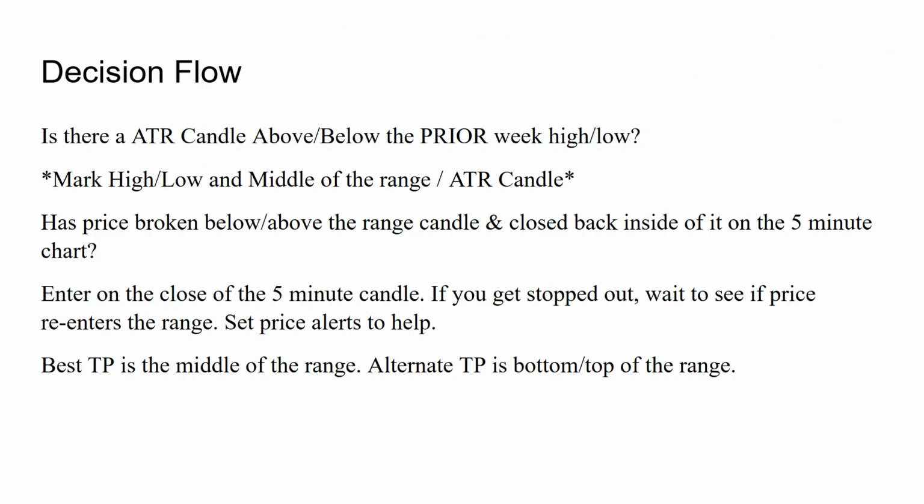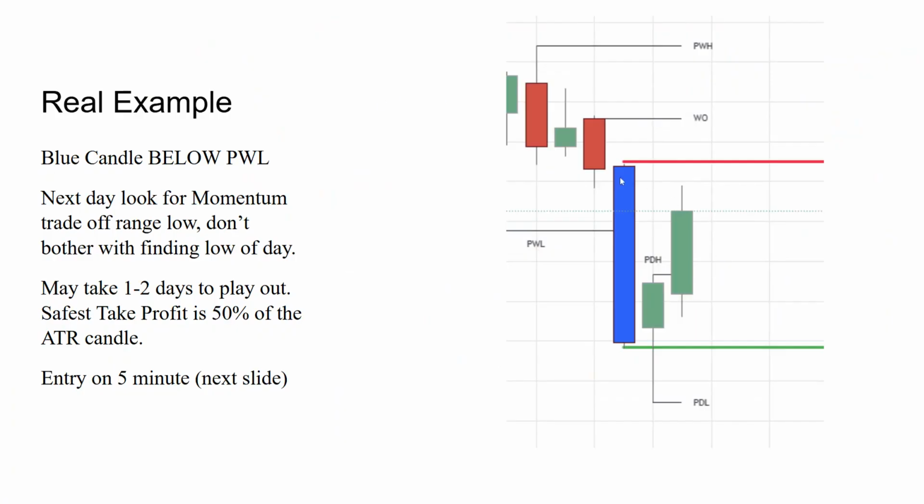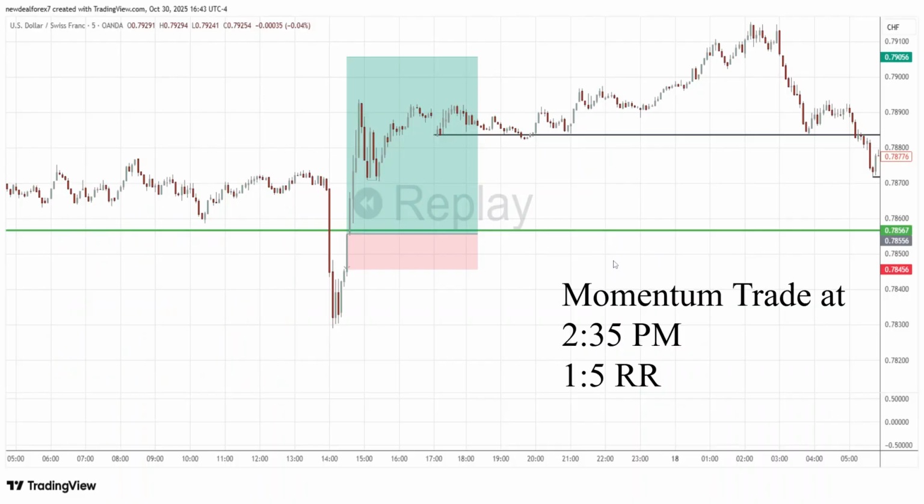All right, so here's the decision flow. Step number 1, when you come to the chart, is there an ATR candle above or below the prior week's high or low? I'll show you how to set your chart up for that. Now you want to mark the high and low of that candle. This candle right here, mark the high, mark the low, and mark the middle. You can use a fib to do that, 50% of the fib. That's the 50% level.